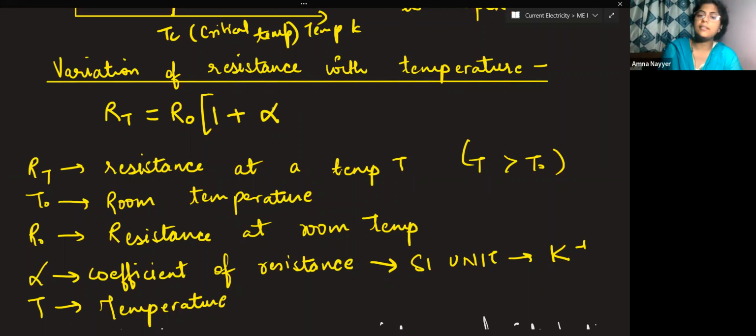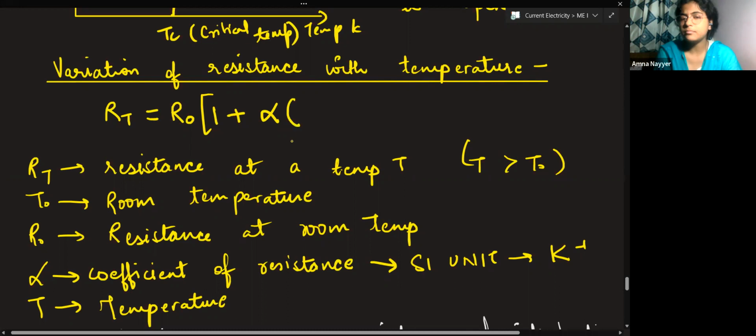So 1 plus alpha multiplied by the change in temperature. How can I write the change in temperature? T, that is the temperature, minus T naught. T naught is the room temperature. This is a formula that you have to remember.